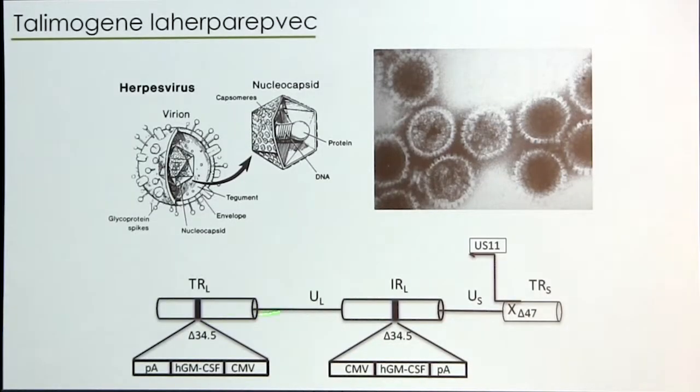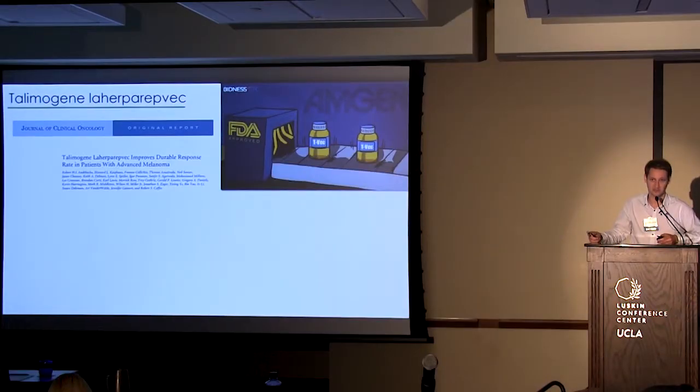So the virus was modified so the gene encoding a neurovirulence factor was removed, and also another gene that was involved in virus escape from the immune system, and 2 copies of an immunostimulating cytokine, which is GM-CSF, were added. So this virus was the first one to be approved by the FDA and by the European Agency 3 years ago for the treatment of unresectable metastatic melanoma. In the phase 3 trial, it showed good results with durable response improved for patients.